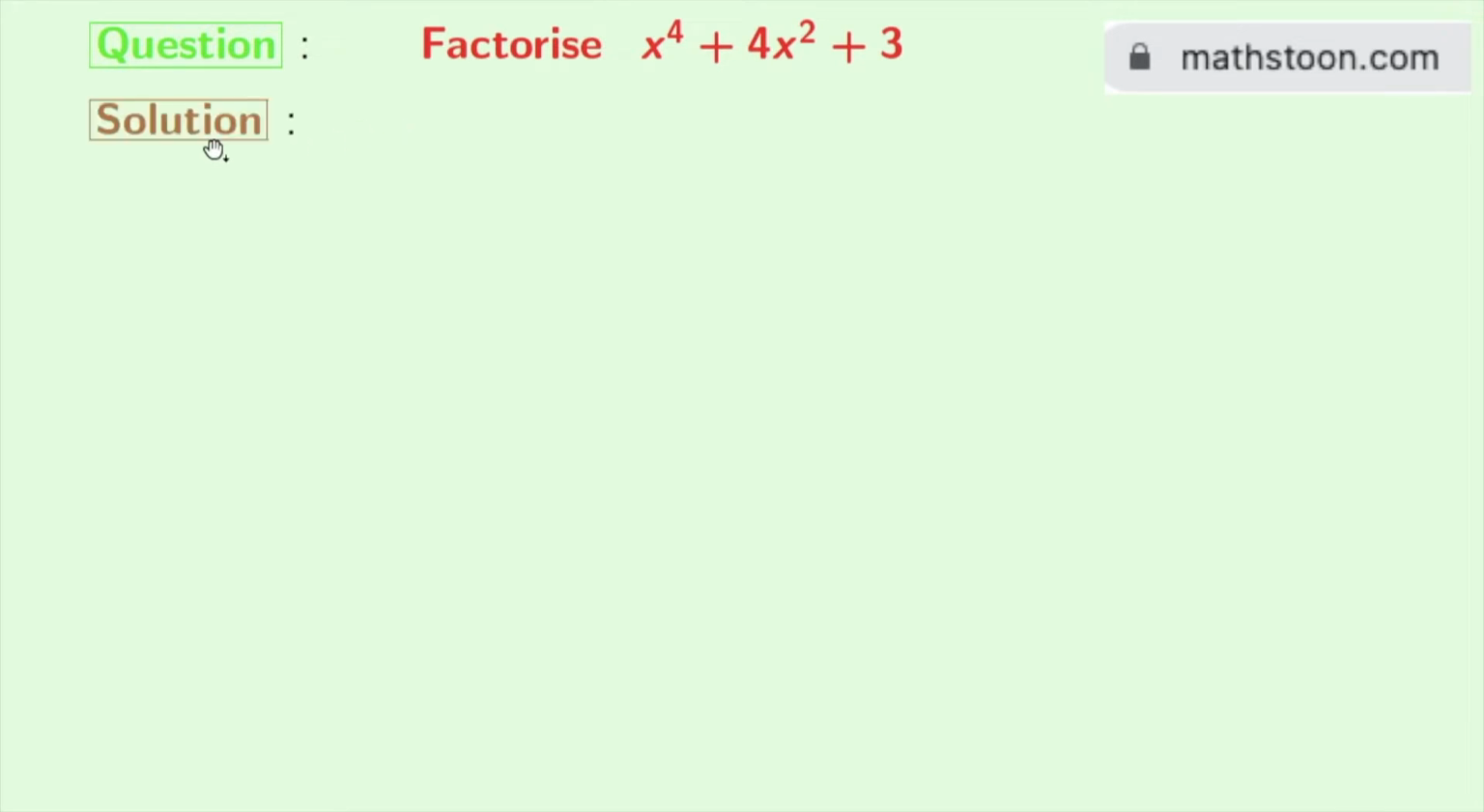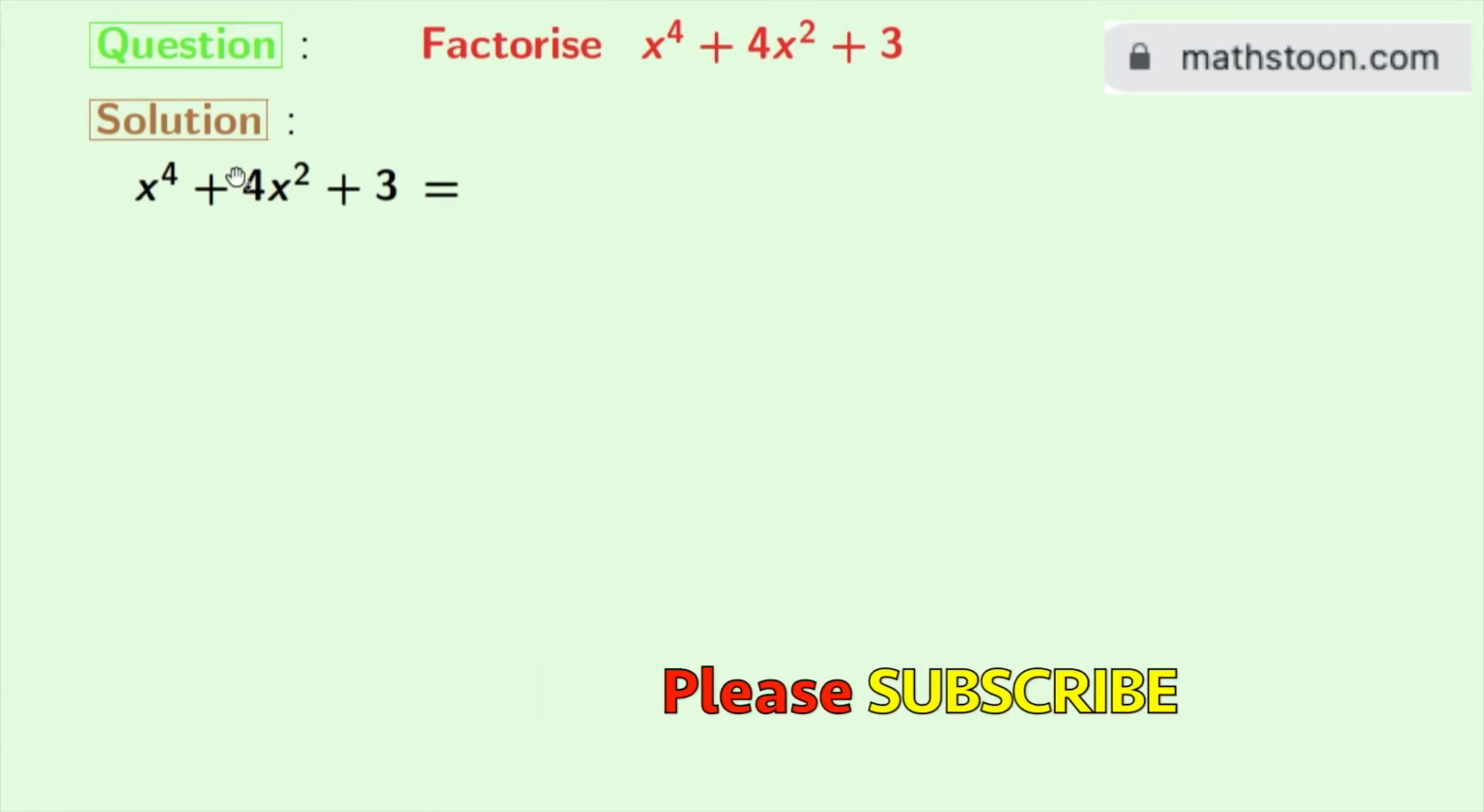Now let's start. This is our given expression. Now we will rewrite this expression as x power 4 plus 4x square plus 4 minus 1. Look that 4 minus 1 is equal to 3. So we have done nothing extra here.